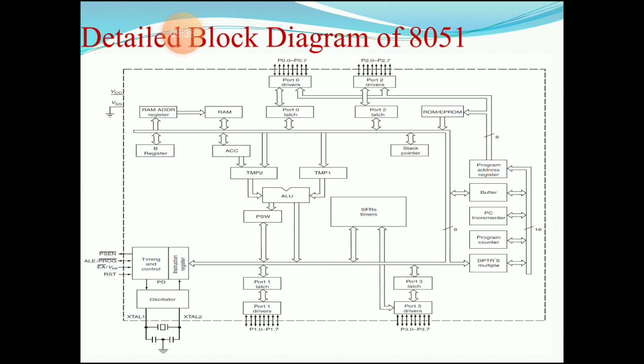This diagram consists of internally various blocks called ALU, timing and control unit, and registers: accumulator, B register, port 0, port 1, port 2, port 3, and program counter, DPTR, and timing and control unit, oscillators.